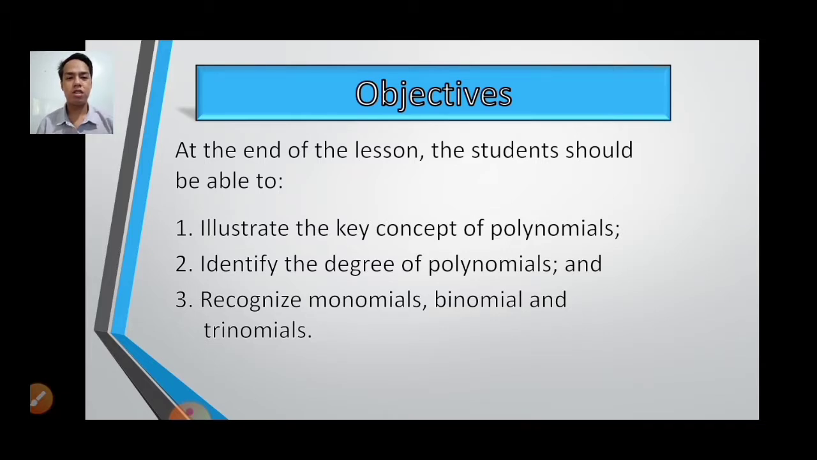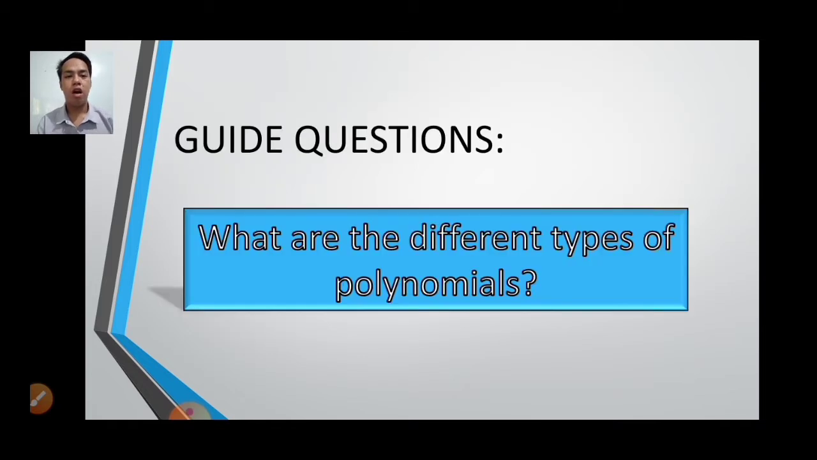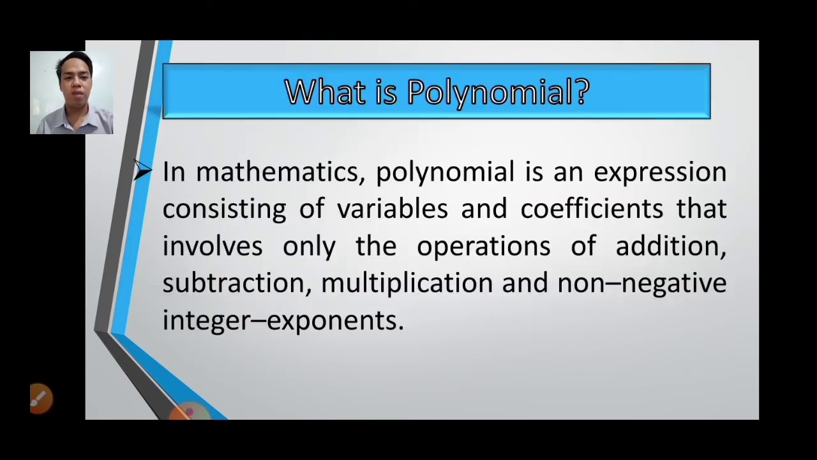At the end of the lesson, the students should be able to, number 1, illustrate the key concept of polynomials. Number 2, identify the degree of polynomials. And number 3, recognize monomials, binomials, and trinomials. Okay, so these are our learning targets. Of course, we have what we call the guide question. What are the different types of polynomials? Okay, so we will find out as we go through our lesson.